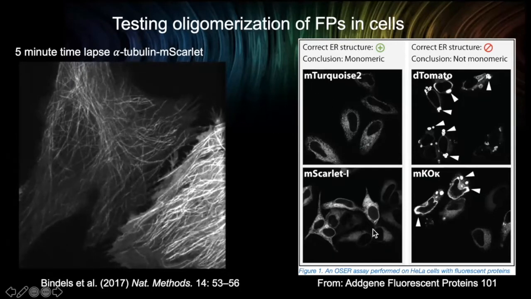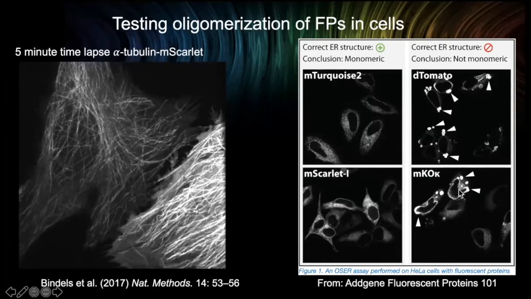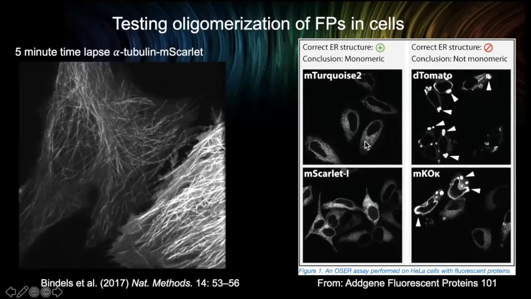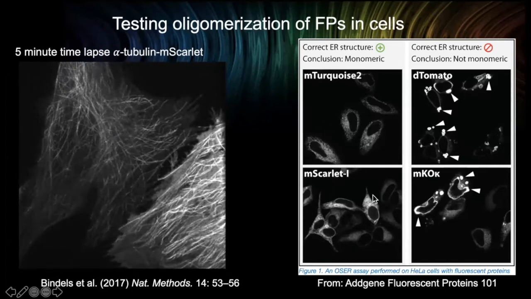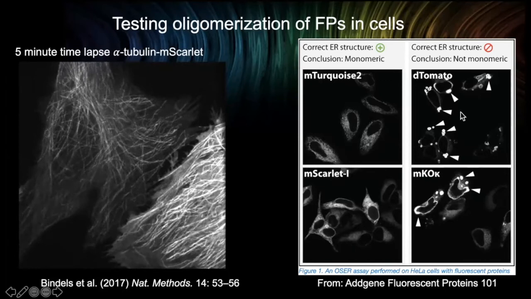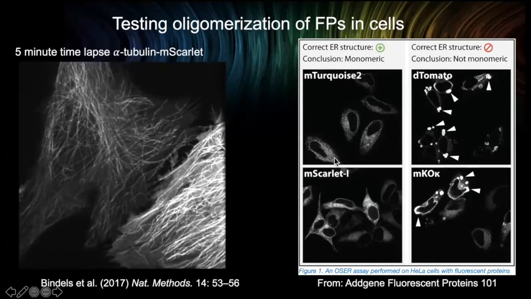And another very nice thing, I can also point you to the Addgene website. They have a nice brochure about fluorescent proteins that you can download. So it's this OSER assay where you put the fluorescent protein with a tail inside the endoplasmic reticulum. And if there is a slight affinity between the fluorescent proteins, they will find each other, clump up, and then you will see whorl structures, or OSER structures, as we call them. And for instance, for dimer tomato, which is a dimer, you expect this, so you can see that you don't see a normal endoplasmic reticulum in the cells. But for Turquoise2, which is nicely monomeric, you see a perfect, nice endoplasmic reticulum and also a nice nuclear envelope staining, as you would expect for typical ER labeling.